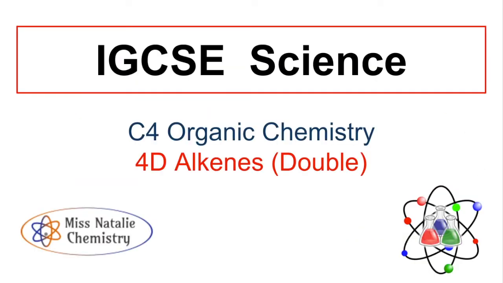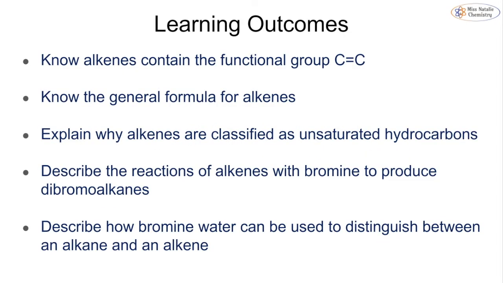In this video, we're going to be looking at topic 4D, the alkenes, and this is part of the IGCSE chemistry course from Edexcel, and we're going to be looking at the double bond content. So our learning outcomes are to cover the functional group and general formula for the alkenes. We're also going to look at why we classify them as unsaturated hydrocarbons, looking at the particular reactions with bromine, and how we can use bromine water to distinguish between an alkane and an alkene.